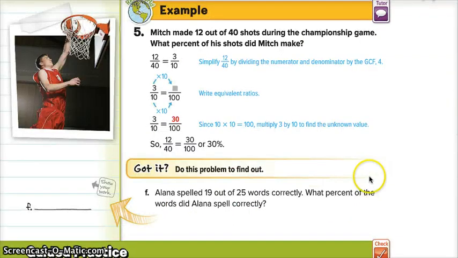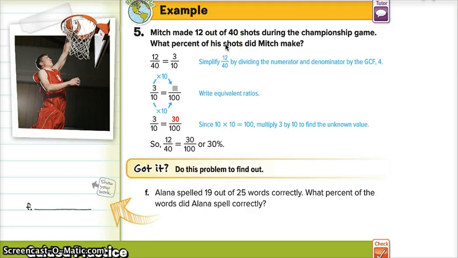Flipping to the last page of your packet, you'll see that there's one more example that applies this to a real world scenario. It says Mitch made 12 out of 40 shots during the championship game. What percent of his shots did Mitch make? If you look at 12 over 40, we know we can simplify that down to 3/10. 3/10 can then become something out of 100, which is 30 out of 100. So 12/40 equals 30 over 100, or 30%. Once again, changing that fraction to a percent.